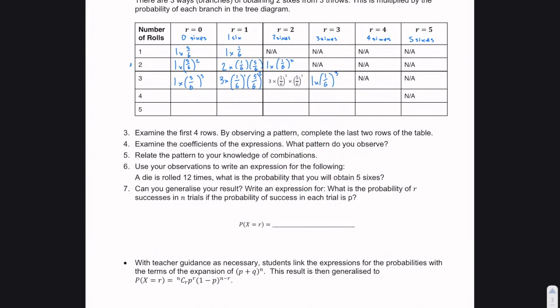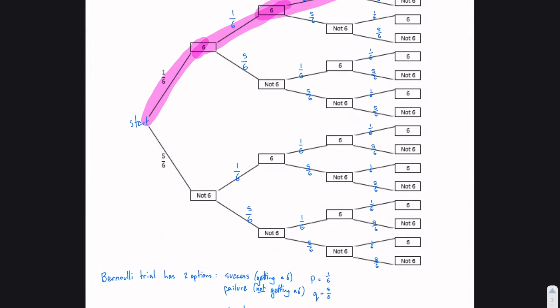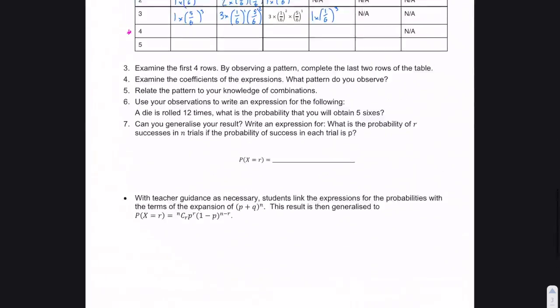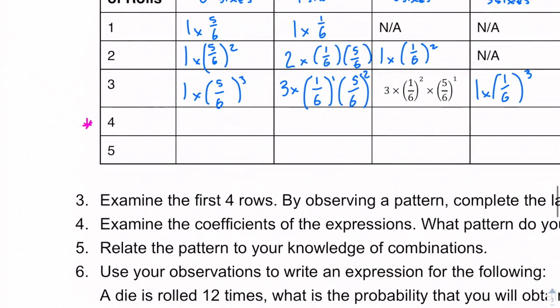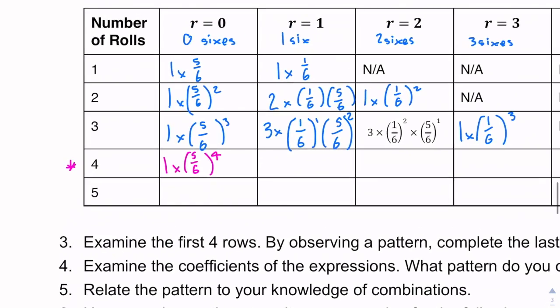Now let's have a look at what happens when we do 4 rolls and we want no 6s. Well, you're probably already thinking that's just going to be 1 times (5/6)^4, because there's one way of doing it, and we're not getting any 6s. You would be right.